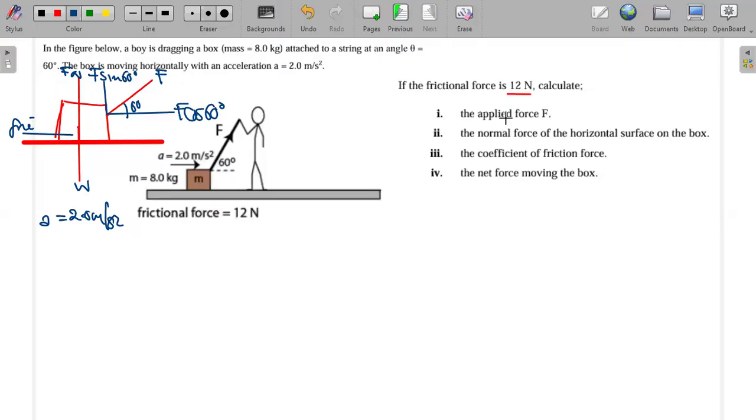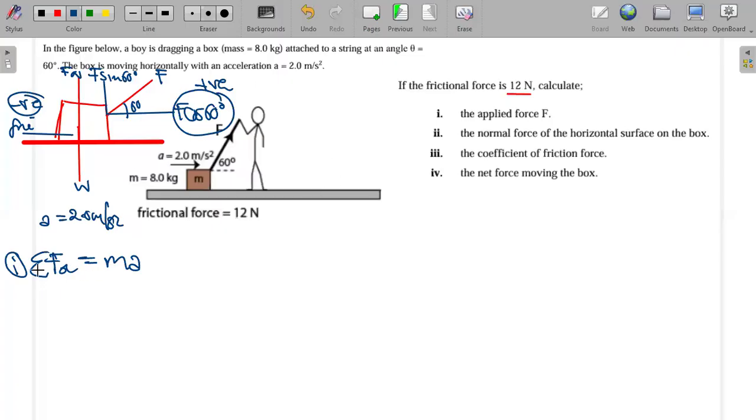If you look at the applied force, it is in two different axes. But let's use the horizontal axis in order for us to calculate it. So we're going to say the summation of forces in the x-axis will be equal to mass multiplied by acceleration. This is part one. What forces do we have in the x? We have this one, which is acting in the direction of motion, therefore being a positive force, and the friction, which is acting in the opposite direction of motion, which makes it a negative force.